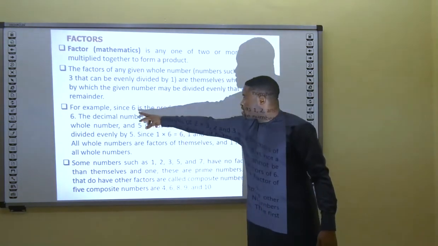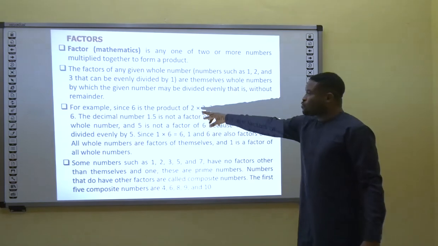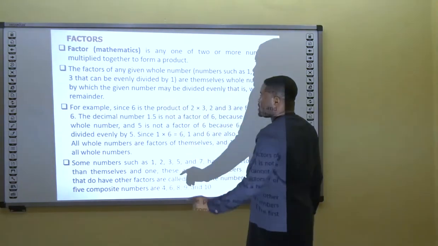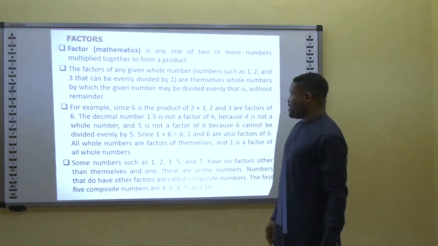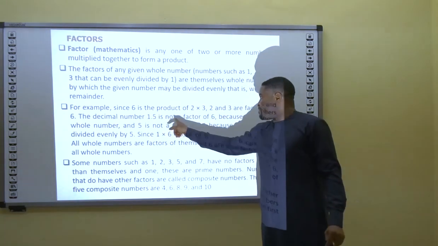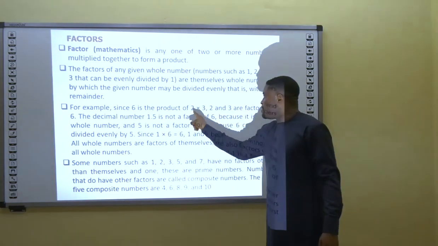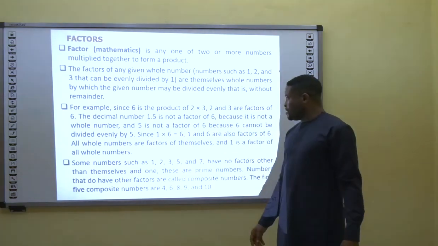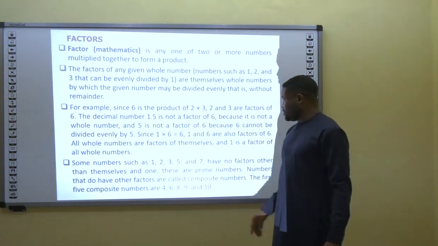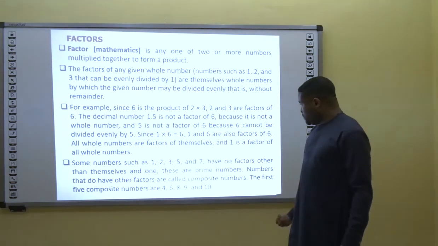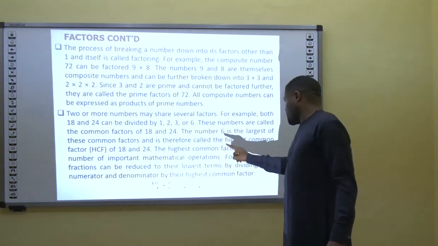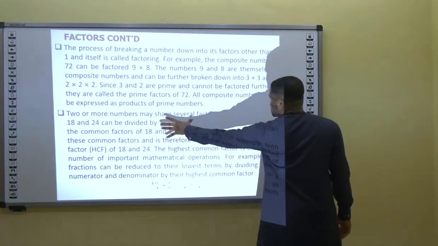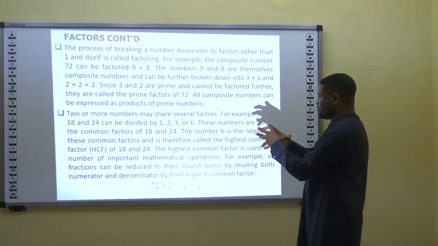So for example, since 6 is a product of 2 times 3, 2 and 3 are factors of 6. The decimal number 1.5 is not a factor of 6 because when you divide 6 by 1.5, you will not get a whole number. So you say it's not a factor of 6. So that is that. Then, two or more numbers may share several factors.